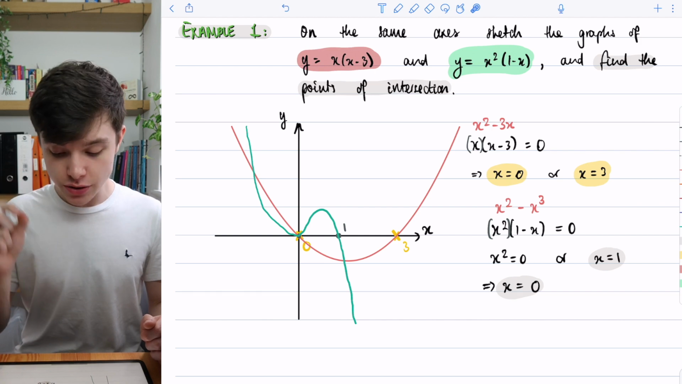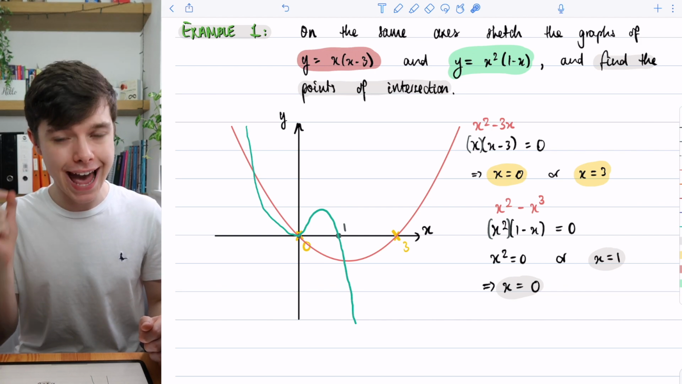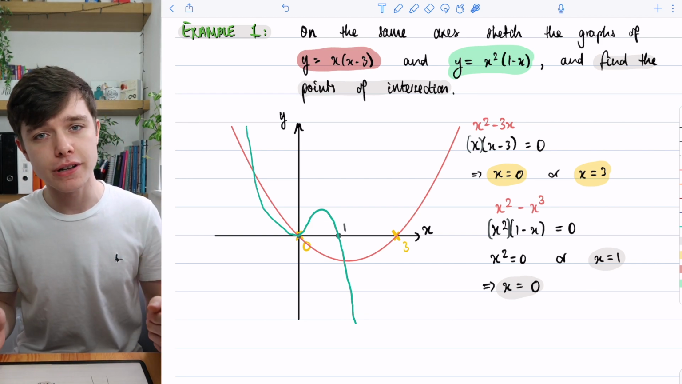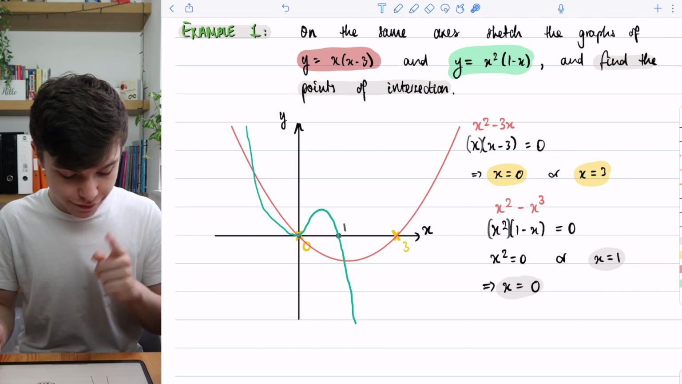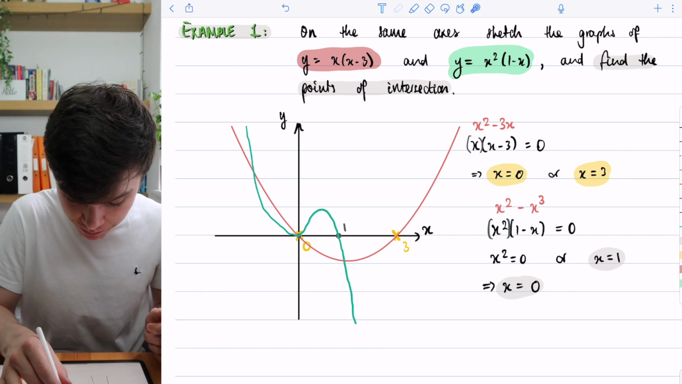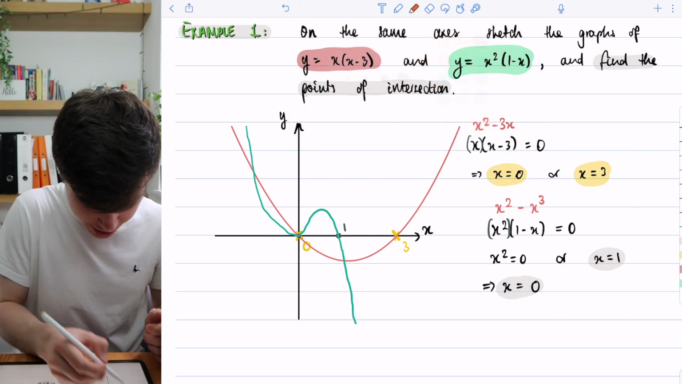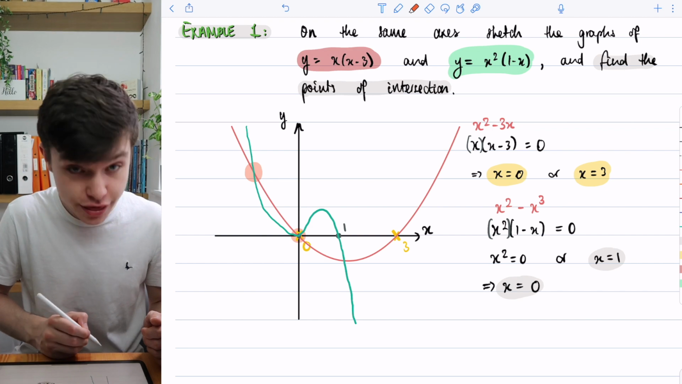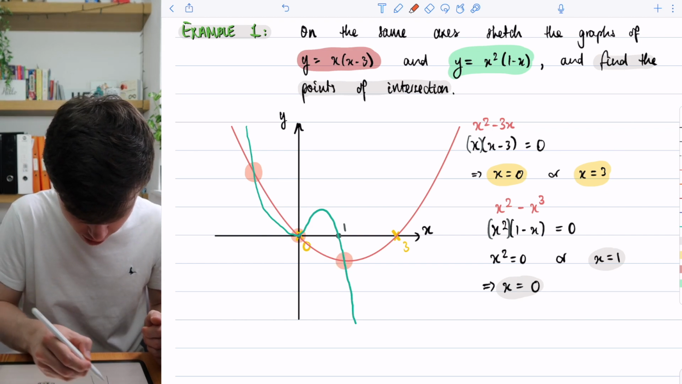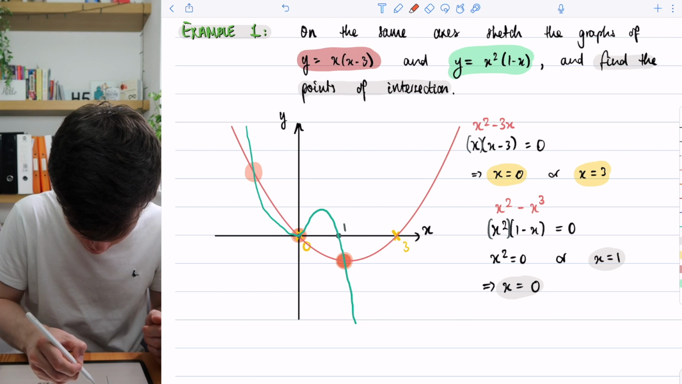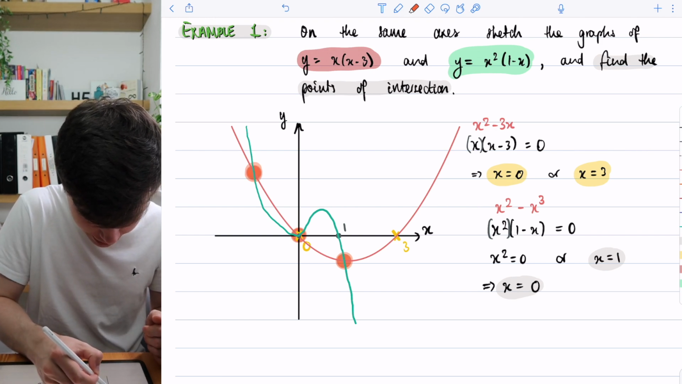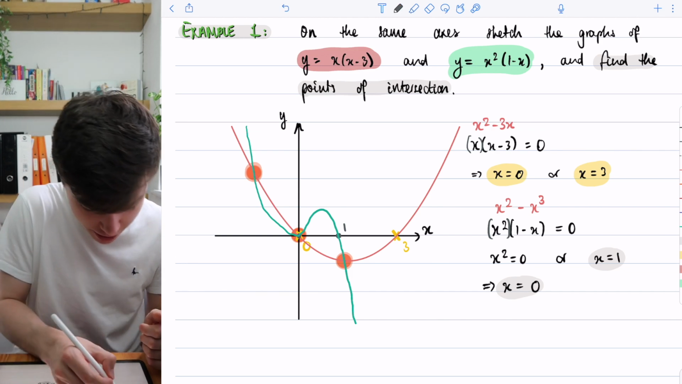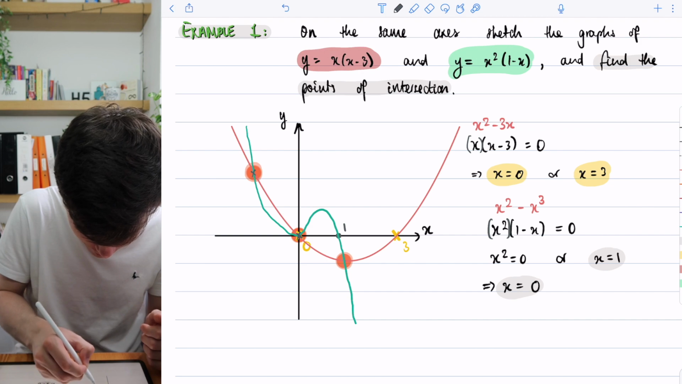The reason I asked you to sketch the graphs is because that really helps you. We could have straight away just set the graphs equal to each other and found the points of intersection, but because we've got a graph, we can see that, and I'll highlight them in orange here. We've got a point of intersection there, there, and there. I'm looking for the points where the red and the green graph cross. Okay, so that's there, there, and there.